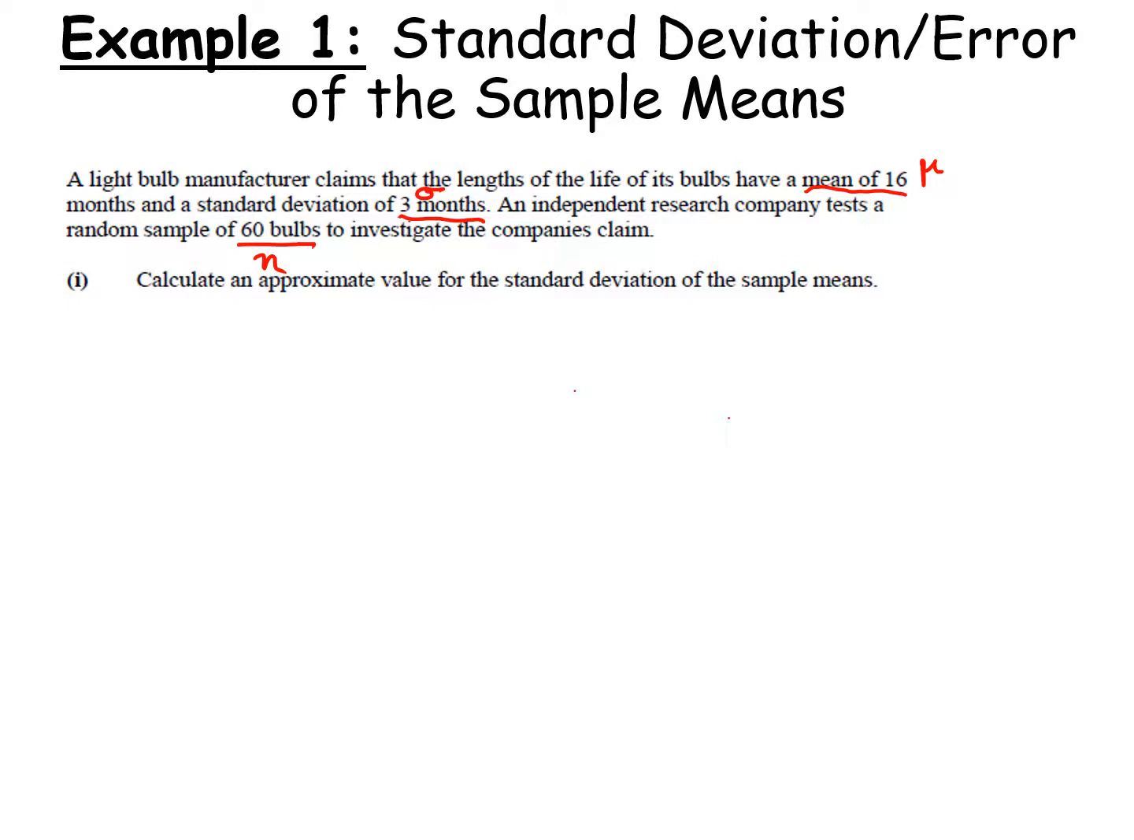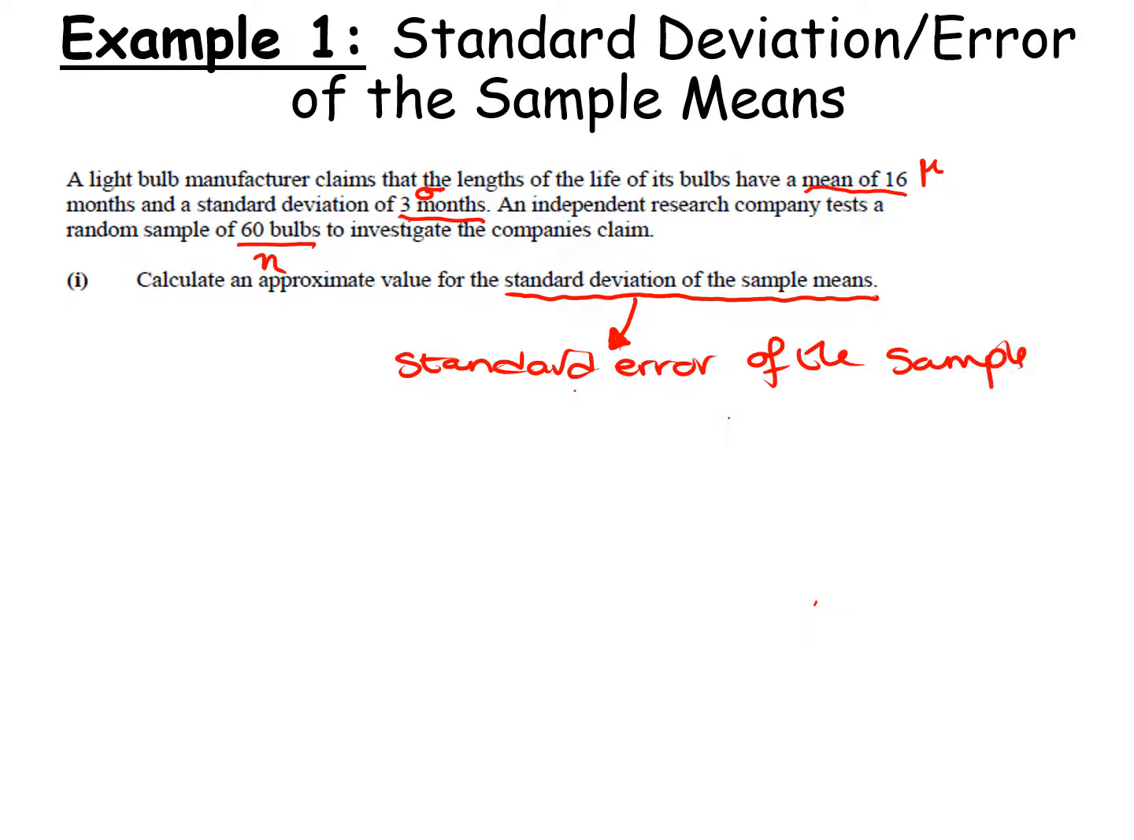Calculate an appropriate value for the standard deviation of the sample means. Note, it is not the standard deviation of the sample, it's the standard deviation of the sample means, and what that means for us is the standard error of the sample mean. So look at the words. The only word that has changed there is they have changed the standard deviation. The word deviation has been updated to error. That's all they're asking for in this case.